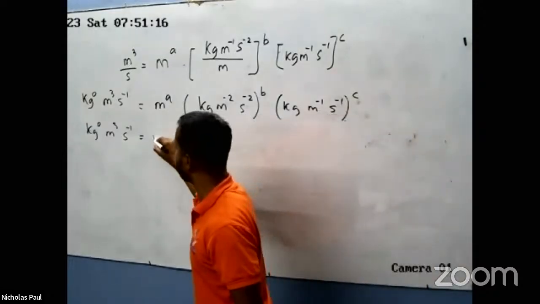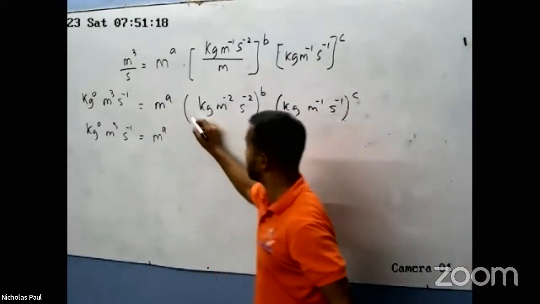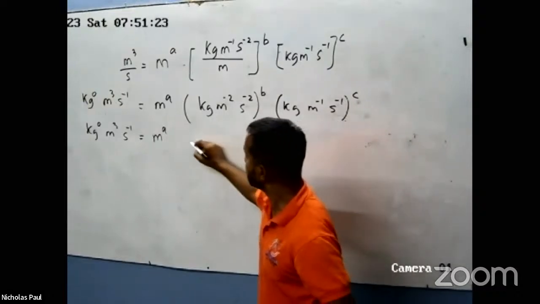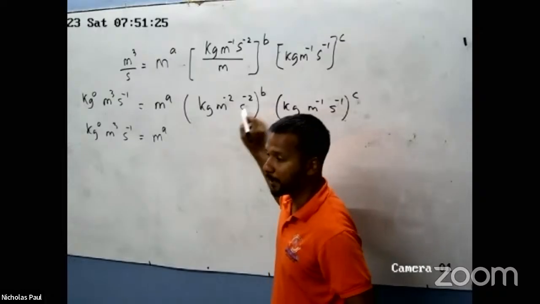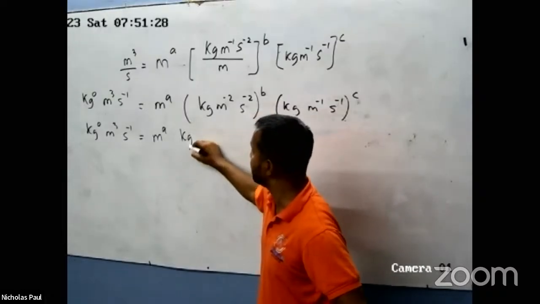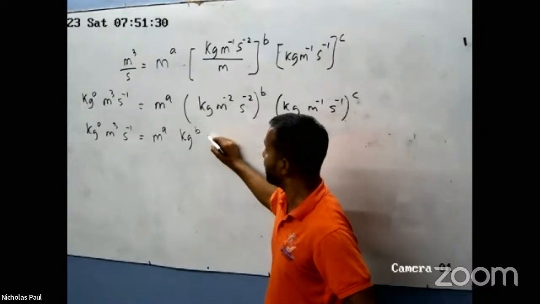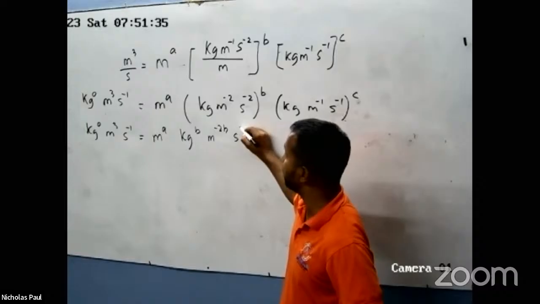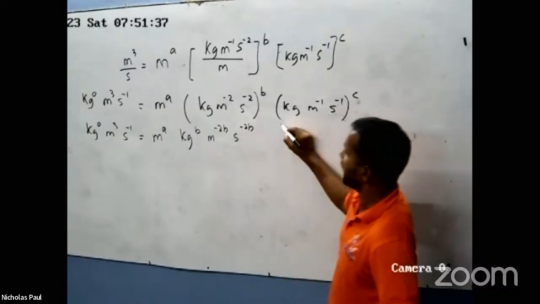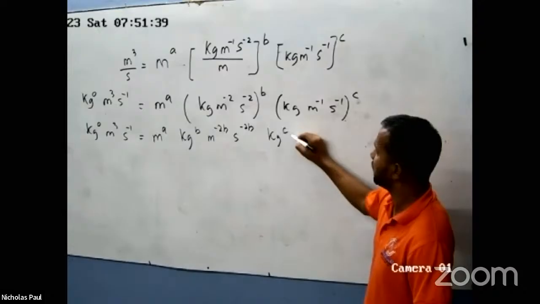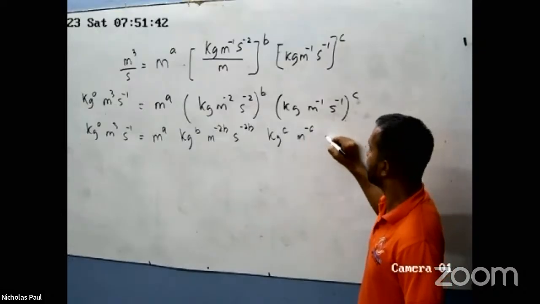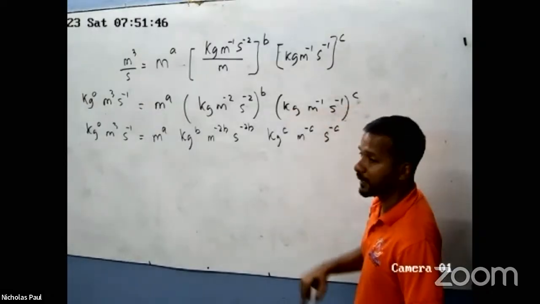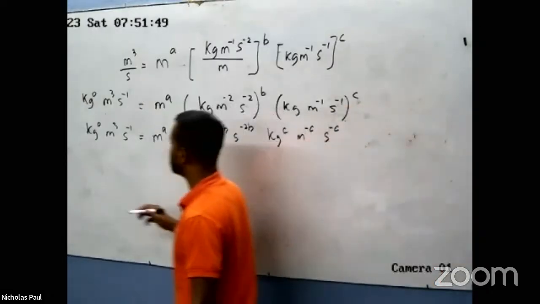So here's what? m to the a. We'll know this one. What you'll get? Yeah, everything to the power of b. kg to the power of b, s to the power of minus 2b. And here's what? kg to the power of c, m to the power of minus c, and s to the power of minus c. c by everything. Right? Compare now.